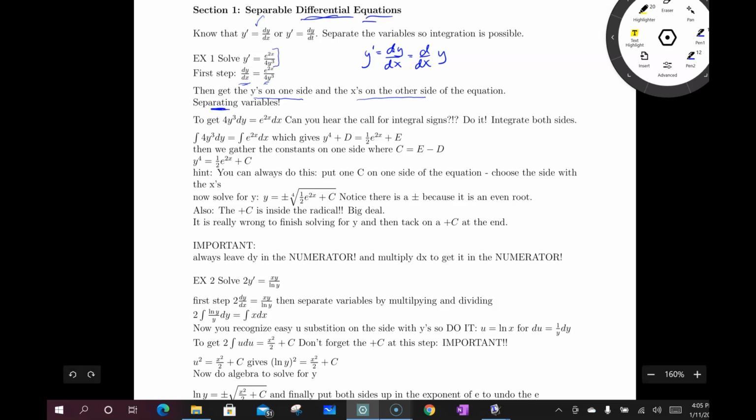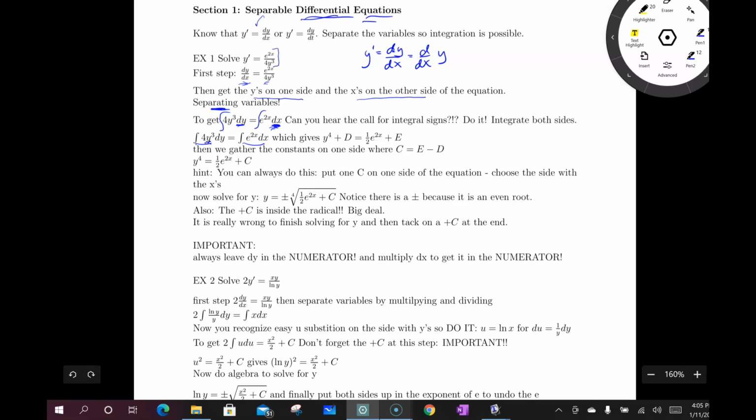So I multiplied by 4y cubed, multiplied by dx. Always keep the dx and the dy in the numerator, right? Always keep the dx and the dy in the numerator. Okay, so once I have that, it's looking like it. Can you see it? It's calling for it. It just needs integral signs so that we can integrate. So we integrate both sides.